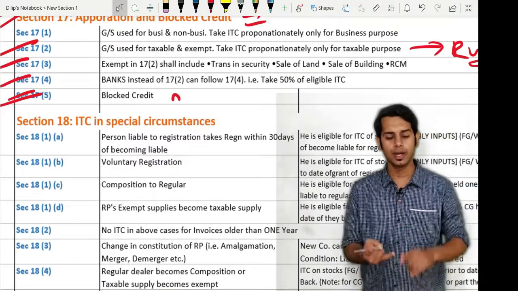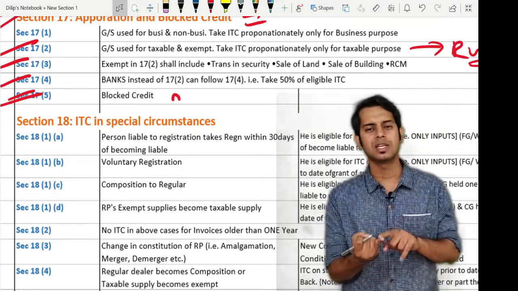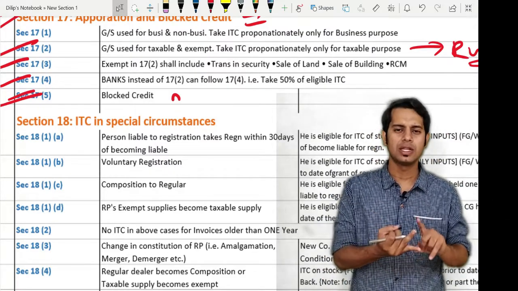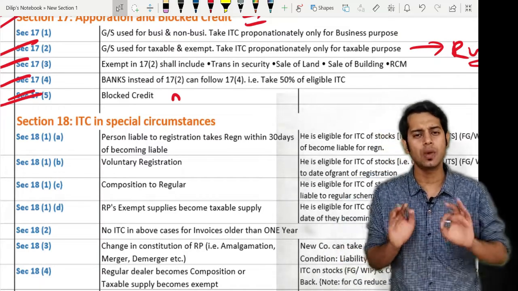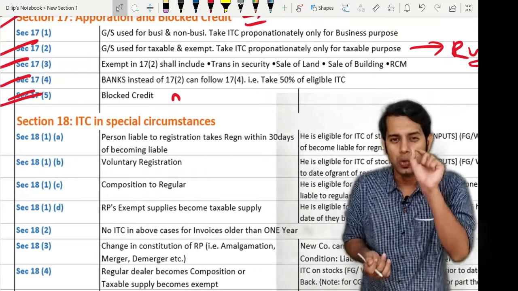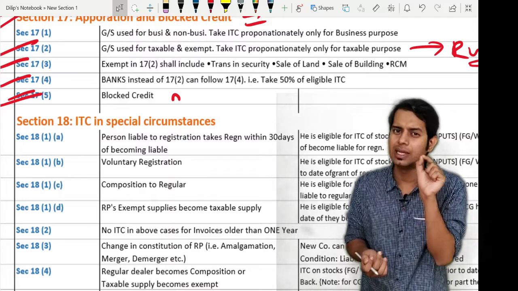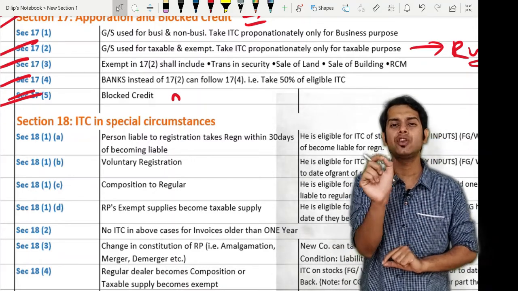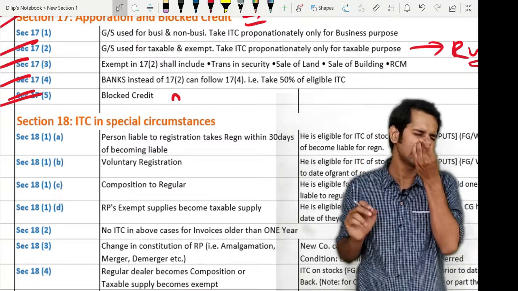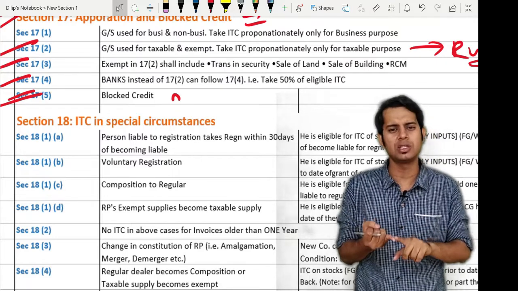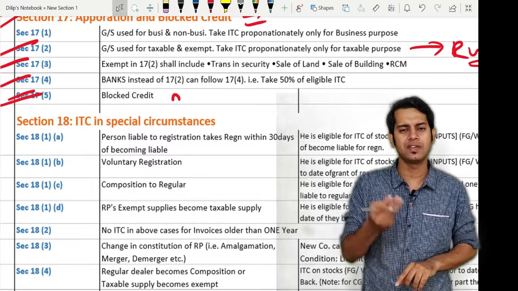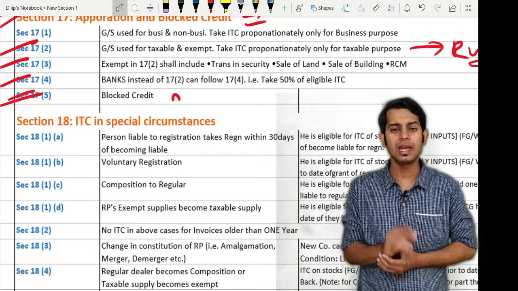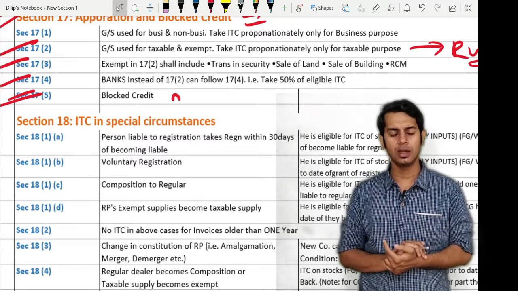What are the other blocked credits? Beauty treatment, restaurant services, life insurance, renting of a cab, etc. For all these services, normally ITC cannot be taken, but you can take ITC if it is a statutory obligation on you. If it is a statutory obligation on the employer to give beauty treatment, food, life insurance, health insurance and fitness services to employees, then ITC can be taken. If it is not a statutory obligation, you cannot take ITC.